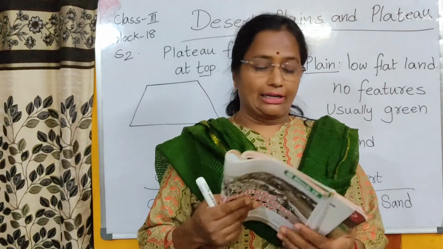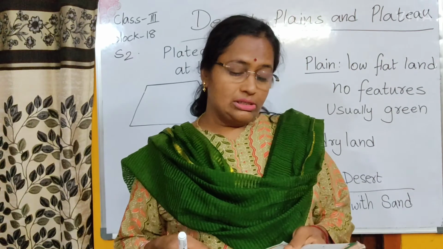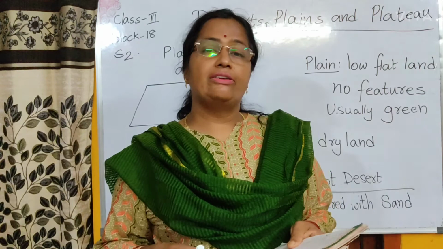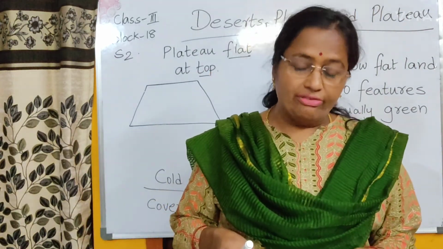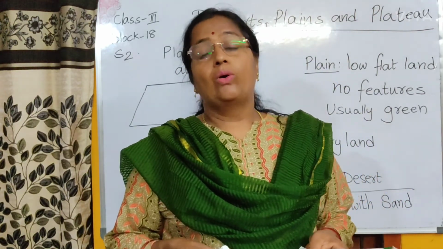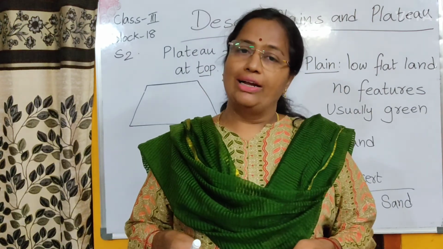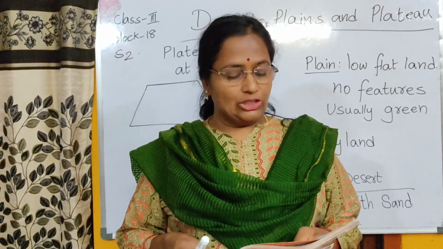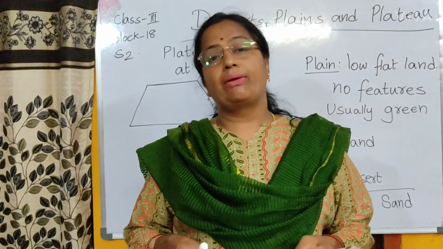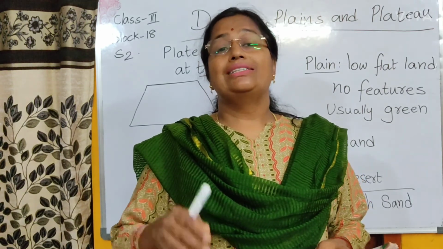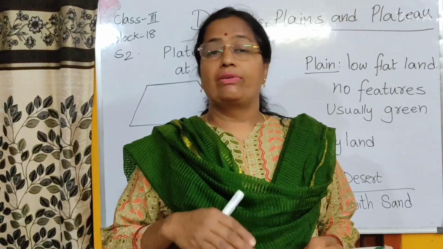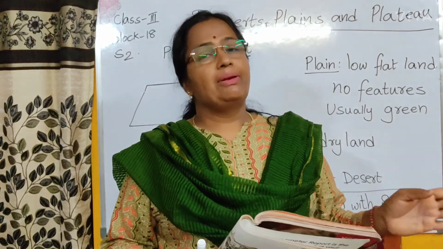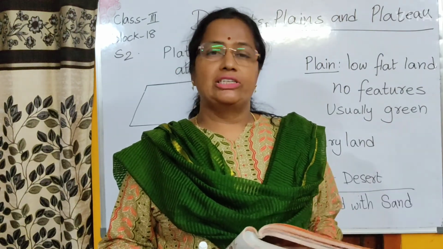Now let us move to the practice questions. We have practice questions number 3 and 4, page number 116 from the textbook. How is a cold desert different from a hot desert? Cold desert is covered with snow and hot desert is covered with sand. That's the answer if you want to write it in short. Then how is a plateau different from a plain? A plateau is a raised land, it is a high land. From the surrounding areas it is taller and it has a flat top. Whereas a plain is a flat land, no features, usually green.